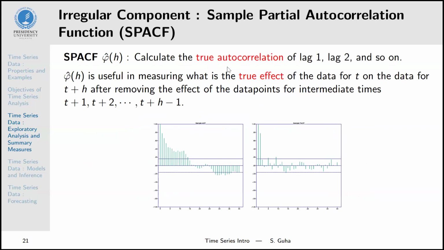And I have discussed that the sample autocorrelation function will give you an impression of how today's data is connected with, not today, but maybe data associated with a particular day is connected with the data that appears 3 days later. So that would be given by the autocorrelation of lag 3.